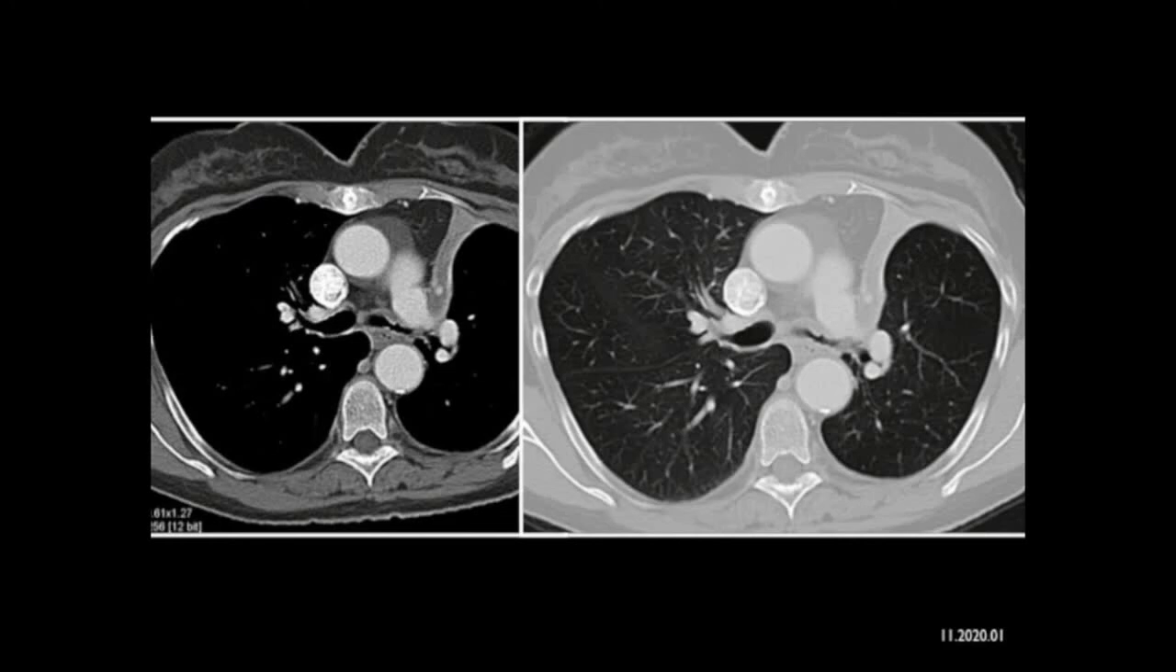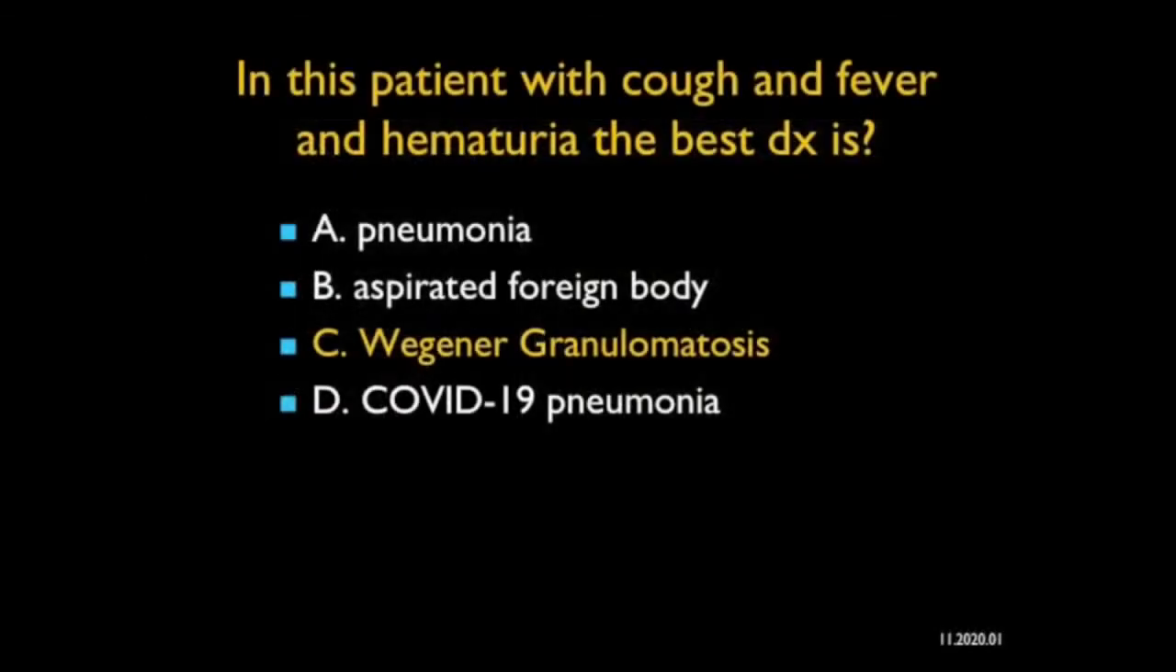So when you look at the choices, this is not pneumonia and it's not COVID pneumonia. This is not a foreign body. This was Wegener's granulomatosis. So I made it very easy for you. Wegener's, there's a range of appearances in the lung. Patients often can have multi-system involvement, including hematuria. So just a very nice example of narrowing of the left upper lung bronchus, narrowing of the left mainstem bronchus due to Wegener's granulomatosis.